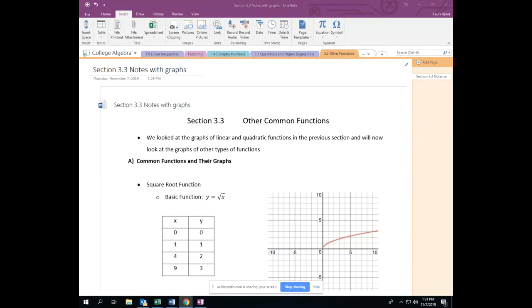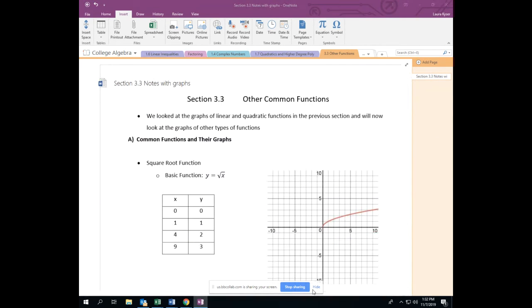Good afternoon, everybody. Today we are going to be discussing section 3.3, which is some other common functions besides just the linear and quadratics that we talked about in section 3.2. And we are going to take a look at a couple of graphs of these different types of functions so that we can kind of see what the basics are.